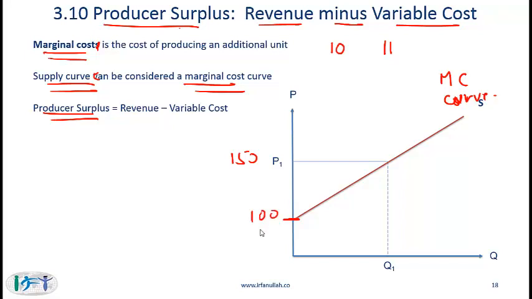This distance then represents a benefit to the producer. It is the producer surplus because the producer can sell for 150 an item which costs 150 to produce. The next item, say, is produced for 110, but the selling price again is 150. So that is the producer surplus or the producer benefit. If we add all this up, we have the producer surplus. So this region in pink is the producer surplus.